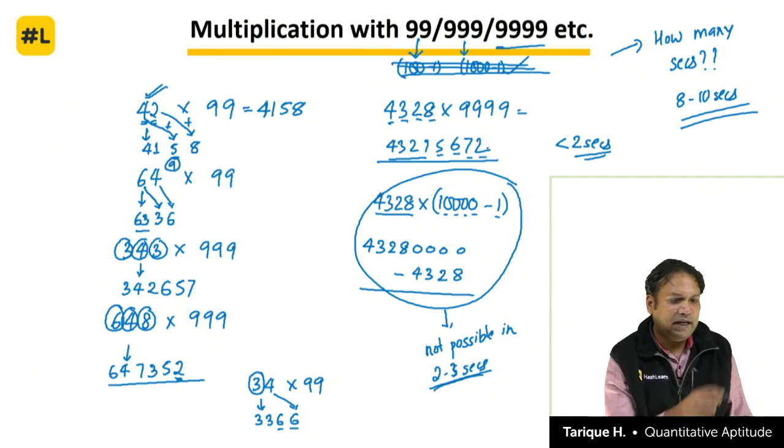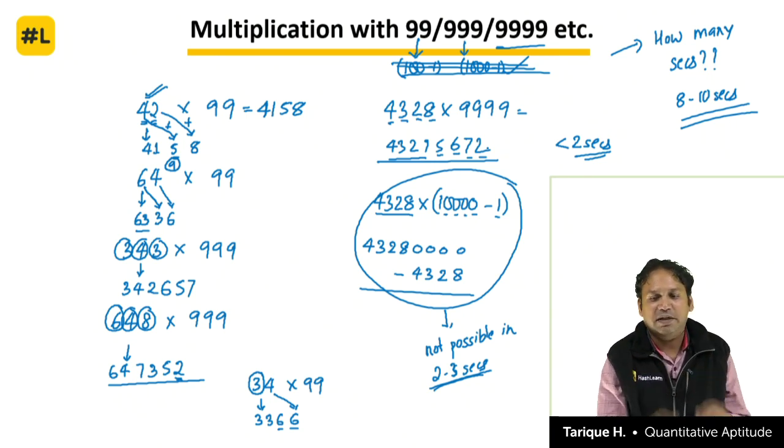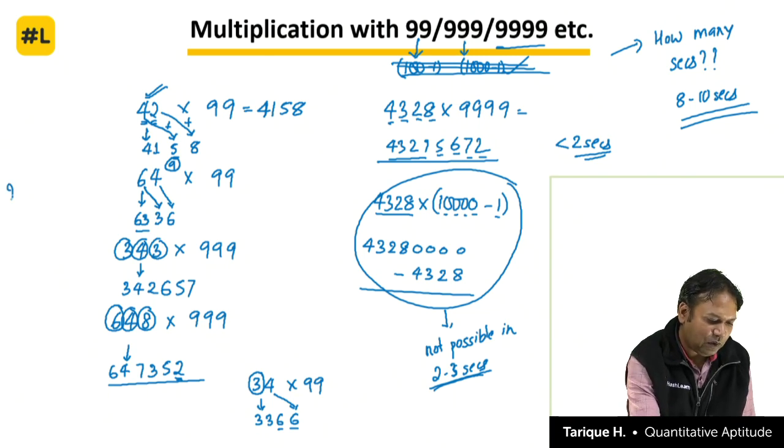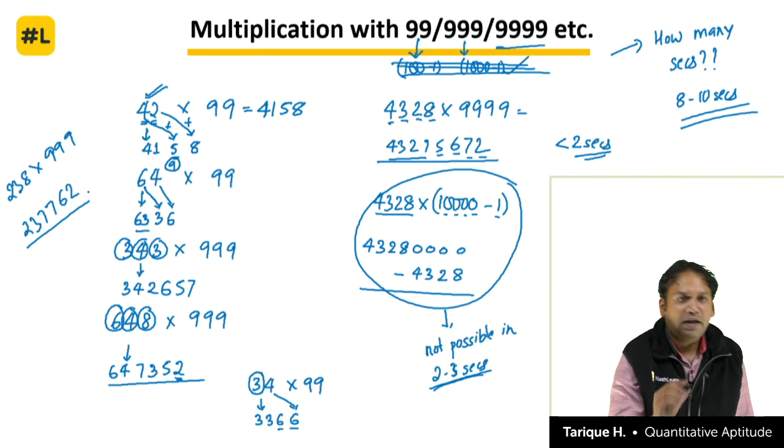Take any number and I can work it out within 2 seconds. That's once you know the technique. That's the thing about it. You should know the technique. Let's take for example 238 into 999, 237762. You see, less than 2 seconds.